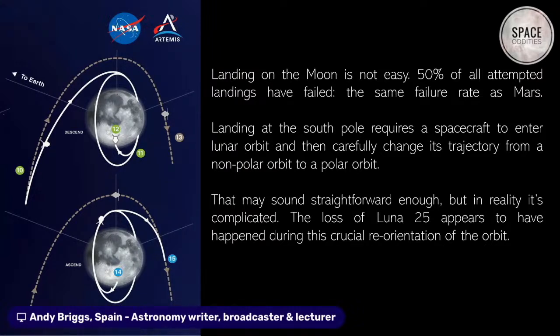50% of all attempted landings on the moon have failed, and you may know that that's exactly the same failure rate as Mars, funnily enough, in a weird cosmic coincidence. So what you have to do, you have to put your spacecraft into a normal, inverted commas, orbit around the moon, a non-polar orbit, and then over time slowly change its orbit so that it becomes a polar orbit. Sounds easy, but actually it's quite complicated. And the loss of Lunar 25 appears to have occurred during this crucial phase of changing the orbit into a polar orbit, ready for landing. We don't know exactly, but it looks like that's what happened.